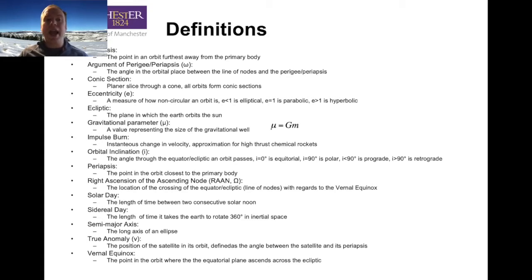Orbital inclination, or I, is the angle through the equator or the ecliptic. So if it's around the Earth, we use the equator. If it's around the sun, we use the ecliptic that the orbit passes. If it's 0, it's equatorial or ecliptic in nature. If it's 90 degrees, it's polar. Anything less than 90 degrees is what's called a prograde orbit. That means we're using the energy of the rotation of the Earth to move us around.